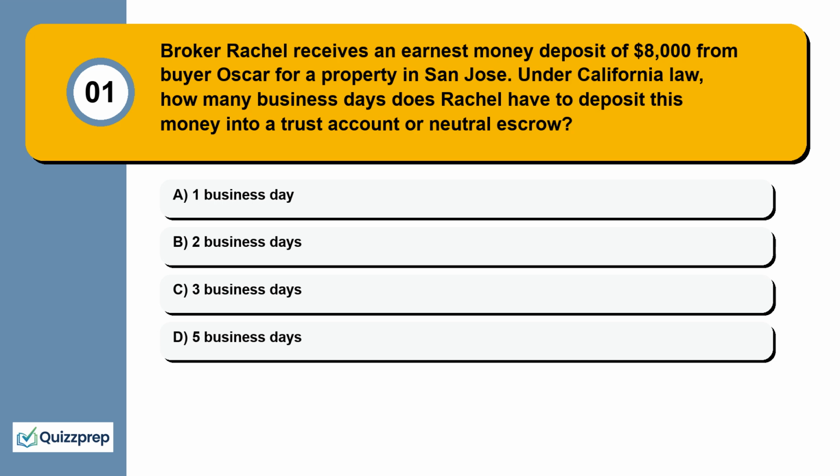Question 1. Broker Rachel receives an earnest money deposit of $8,000 from buyer Oscar for a property in San Jose. Under California law, how many business days does Rachel have to deposit this money into a trust account or neutral escrow? 1 business day, 2 business days, 3 business days, 5 business days.